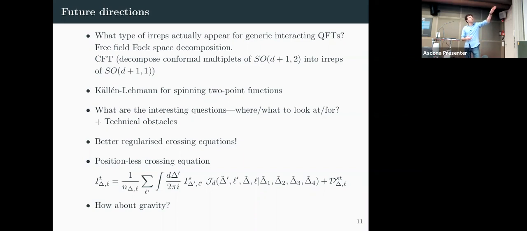One way to study that is to take a free field theory, decompose the Fock space into representations, and see what's going to happen. Or similarly, you can take a CFT and decompose conformal multiplets from SO(d+1,2), or bulk CFT, to SO(d+1,1) to see what's going to happen to these representations. Also, one can study Källén-Lehmann now for spinning operators.